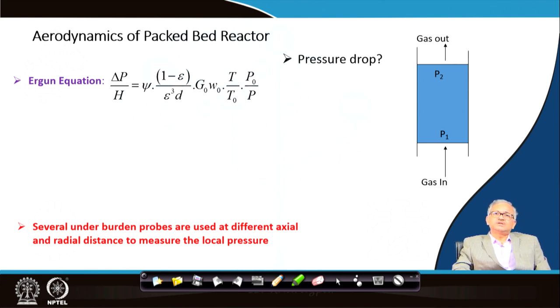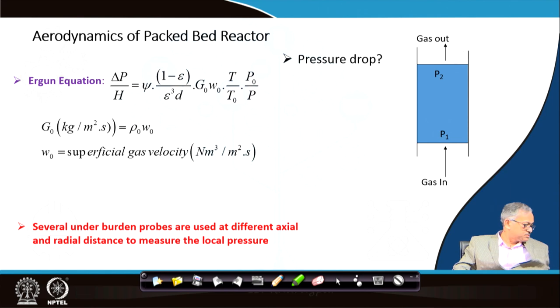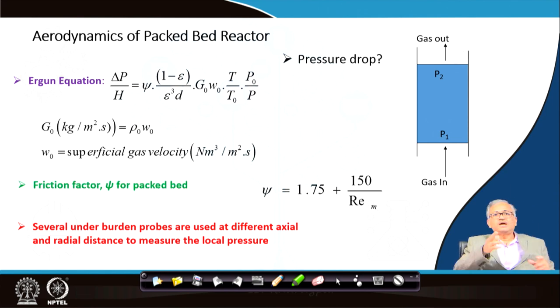And if you convert the actual velocity in the packed bed to the superficial gas velocity, then you can get this type of correlation. Basically, if you correlate your actual velocity with the superficial gas velocity, voidage, and particle diameter, you get the Ergun equation. And the friction factor, finally, you can calculate from an empirical correlation. There is a very nice empirical correlation which Ergun derived based on several experimental data. It is a very universal correlation: psi is equal to 1.75 plus 150 by the modified Reynolds number. So this is the definition of psi, the friction factor, an empirical correlation based on rigorous experimental data and very well accepted, right? And this is the friction factor for the packed bed.